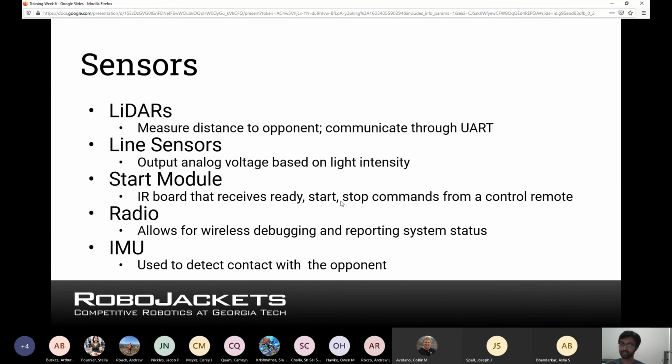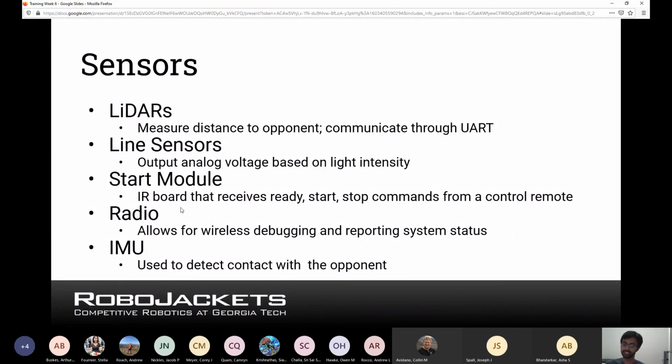And there's a variety of sensors on this robot in order to detect the ring and the enemies. The LiDARs are the time of flight sensors. They measure the distance to an opponent and they communicate through UART. There are line sensors, which have an analog voltage output based on the light intensity. Later on, these get turned into a digital signal using a comparator, which basically checks to see if the input voltage is greater or below a certain threshold, and then turns that into a yes or no binary signal. There's a start module which tells the robot when to go.